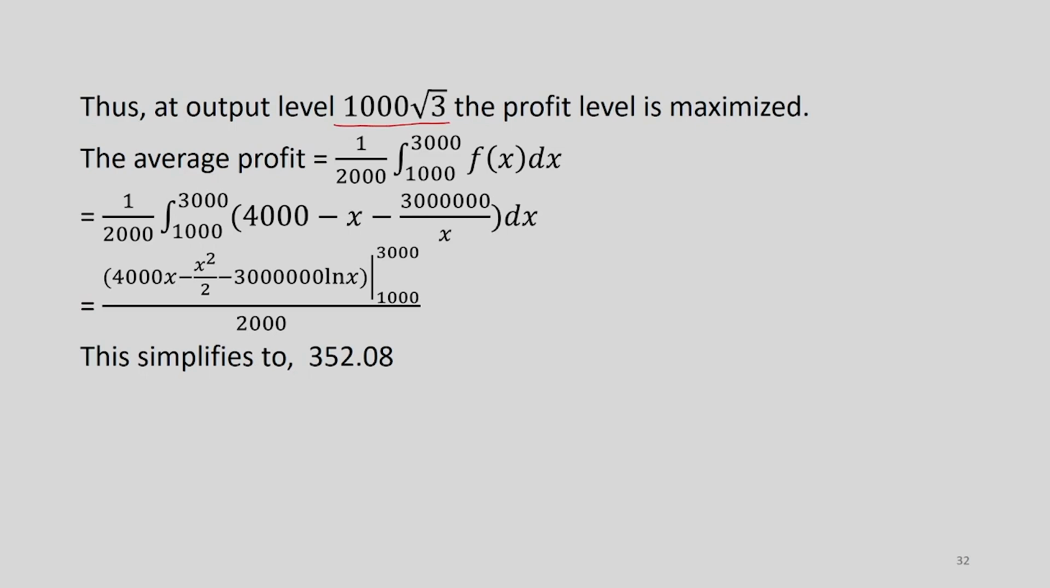So the first part is solved. Now as we know, the actual output does not remain fixed at 1000 multiplied by root over 3. The actual output varies between 1000 and 3000. So the average profit is this much, and we have to find the integration of this. I write the profit function here, f(x), which is 4000 minus x minus 3 million divided by x. And I am dividing this whole thing by 2000.